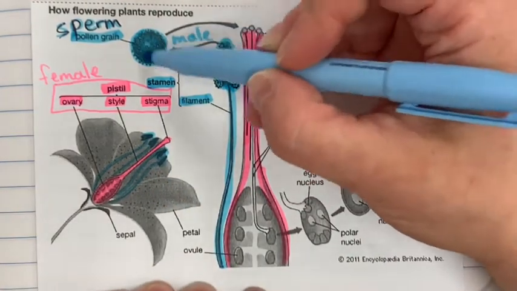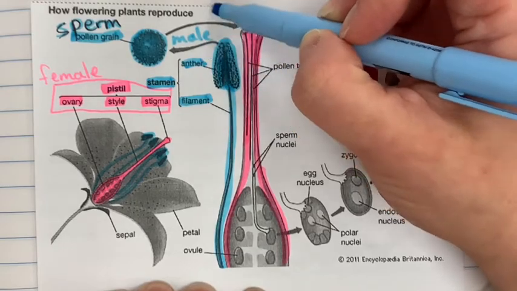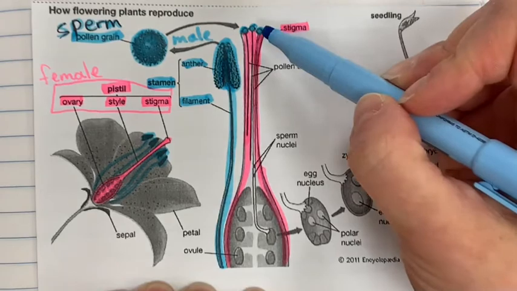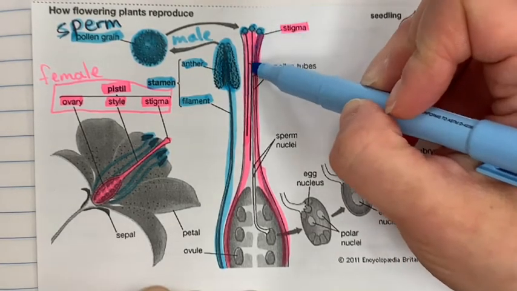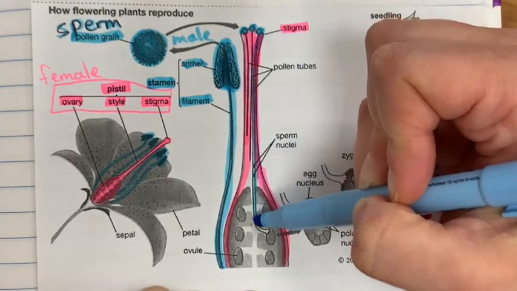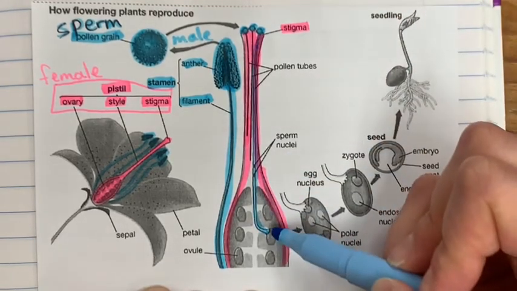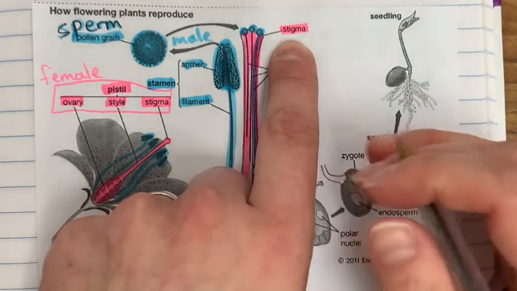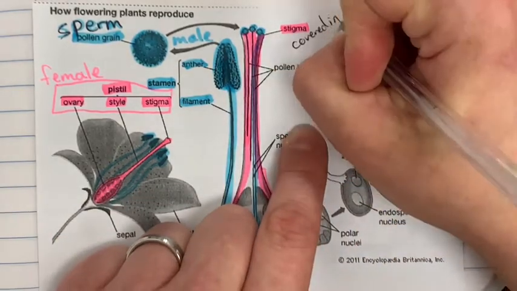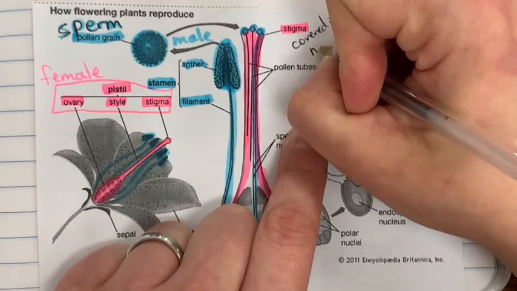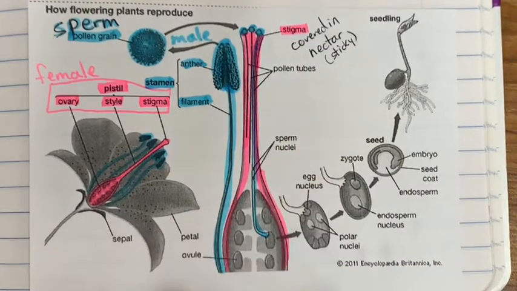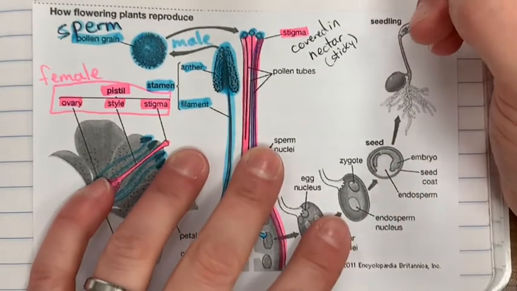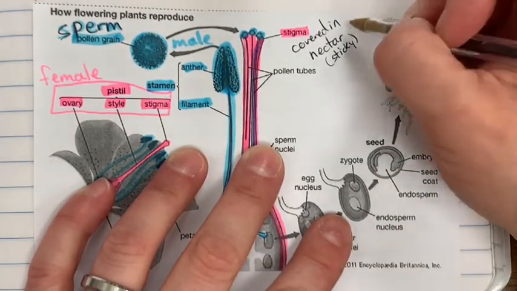Now, what happens is this pollen detaches from the anther and attaches to the stigma. It will go down the pollen tube and it will fertilize one of the ovules down here. A little note on the stigma. This is covered in nectar. Nectar is sticky. That's how the pollen sticks to the stigma. The nectar is also the source of food for the pollinators.